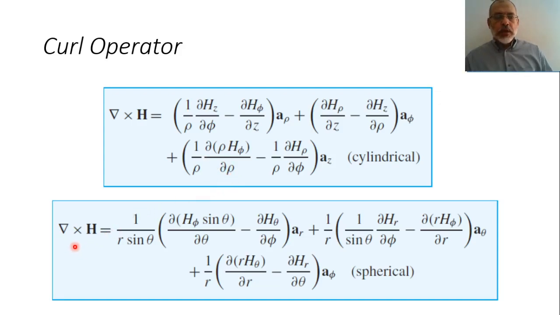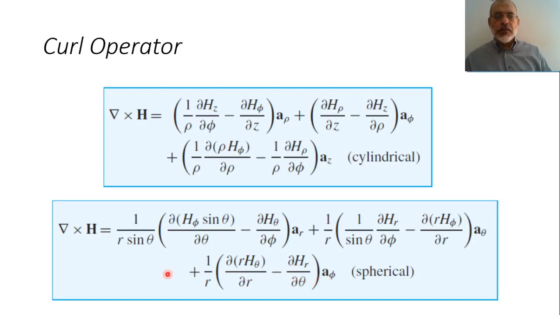The curl operator in spherical coordinates is 1 over r sine theta, the derivative of H phi sine theta with respect to theta, minus the derivative of H theta with respect to phi in the r direction, plus 1 over r, 1 over sine theta multiplied by the derivative of Hr with respect to phi, minus the derivative of r H phi with respect to r in the theta direction, plus 1 over r, the derivative of r H theta with respect to r, minus the derivative of Hr with respect to theta in the phi direction.